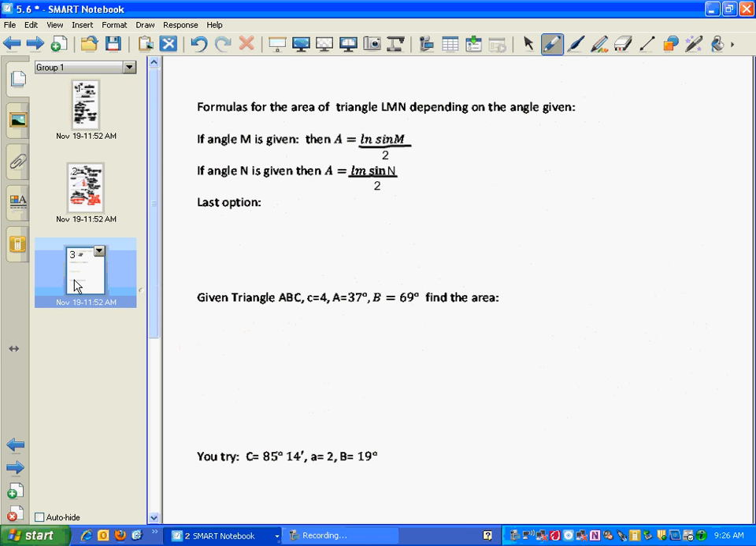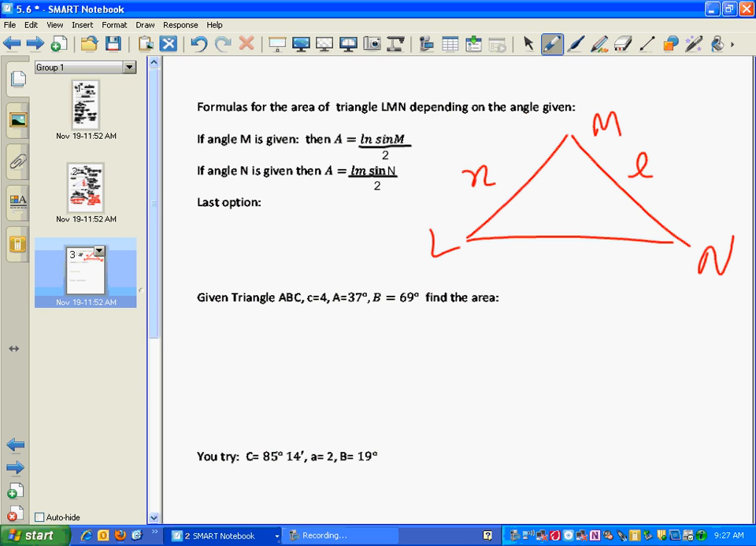If angle M is given, then the area is equal to side L times side N times the sine of angle M over 2. You're welcome to memorize this. So in triangle LMN, if I give you angle M, then it's the side length of L times the side length of N times the sine of M divided by 2. So you're using your side angle side. Does that make sense? This side times this side times the sine of the middle angle divided by 2.